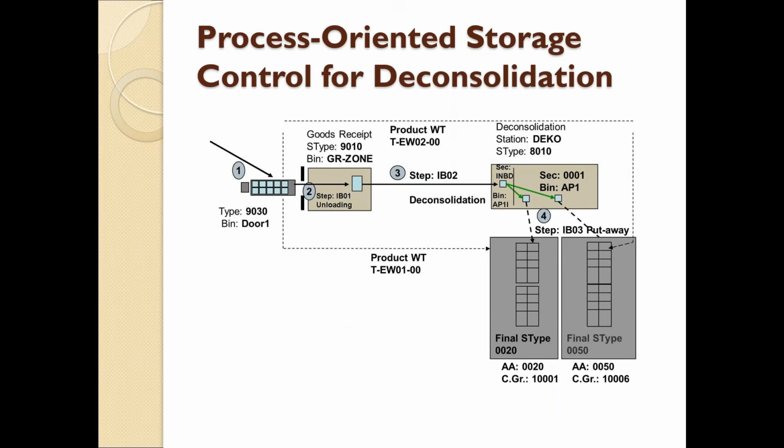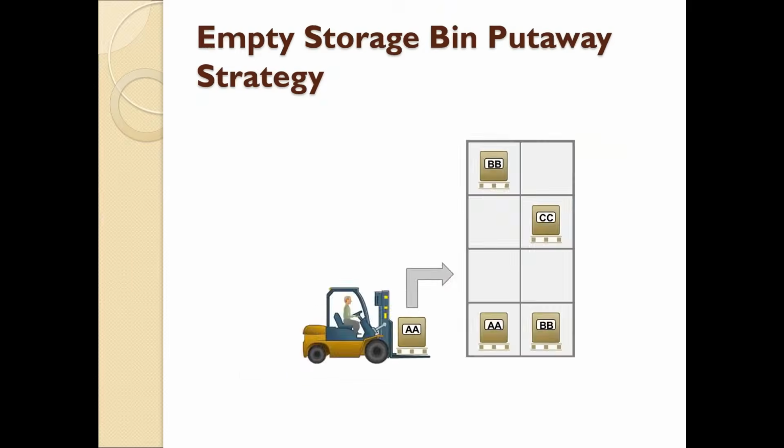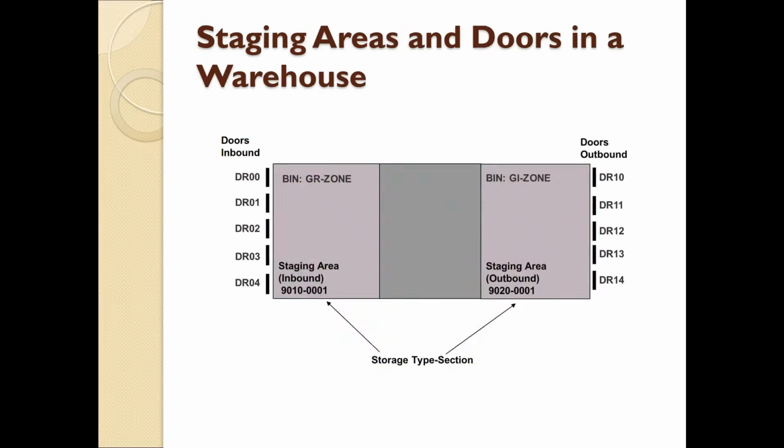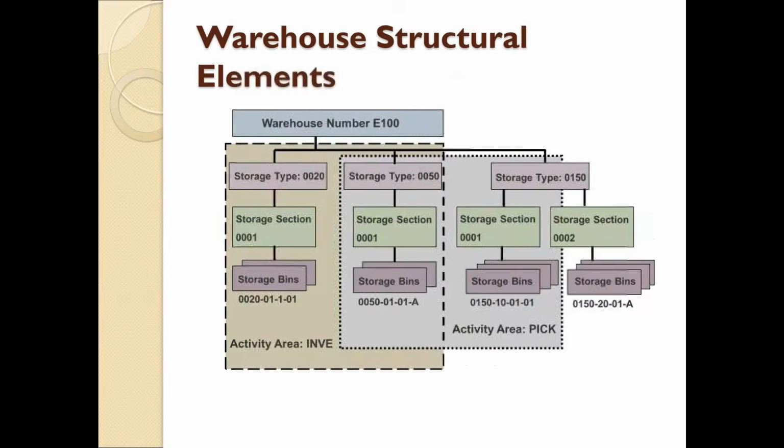So in SAP WM, we have storage type, storage section, and storage bin, right? Yes, sir. This is the warehouse structure everyone knows: storage type, storage section, and the storage bins. And in WM, we have the activity areas for picking and for putaways and all. In the same way, we do have storage sections, but as I said, storage section is not mandatory in the EWM system. It's optional.